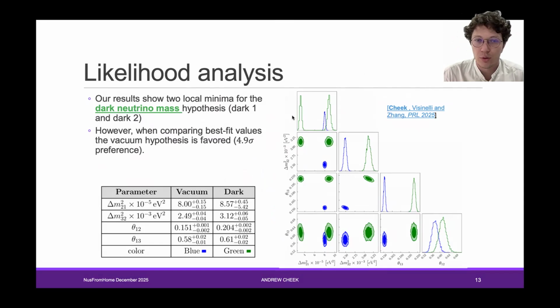What our results show, we've got a corner plot here of the parameters we fit for, and what we find is basically, as in the dark neutrino mass hypothesis, we find two separated local minima, which we call dark 1 and dark 2. It looks like they fit the results quite well on the likelihood analysis, but actually when you look at the best fit points of the vacuum case versus the dark neutrino mass case, we get that the vacuum hypothesis is favored by around 4.9 sigma preference.